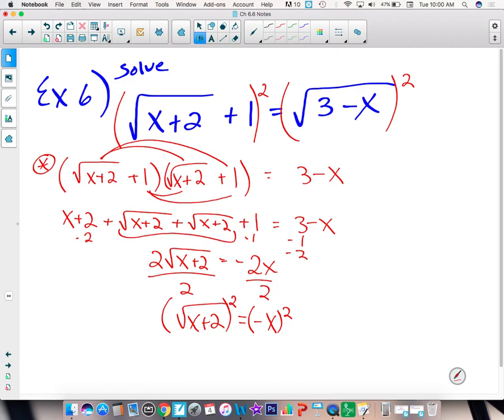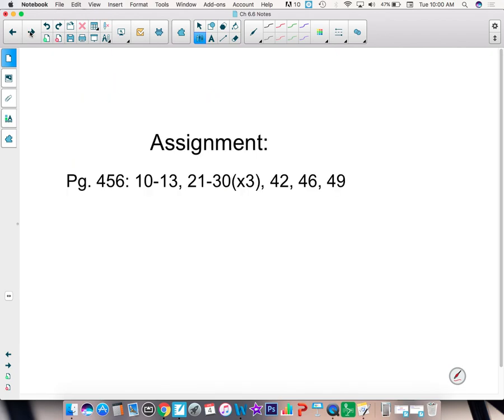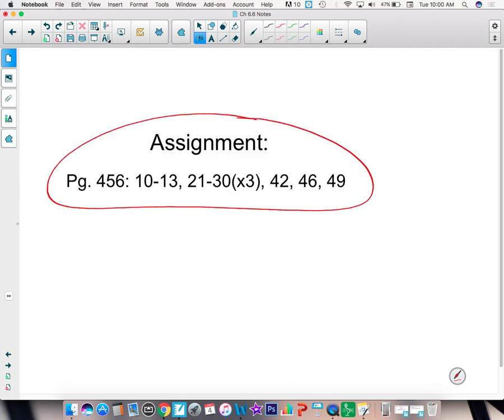Okay, we can go through this one on Thursday, but your answers are going to be x equals 2 and negative 1. The 2 doesn't work, the negative 1 does. Try to finish that one out if you can. And your homework is that. Okay, give it a shot.